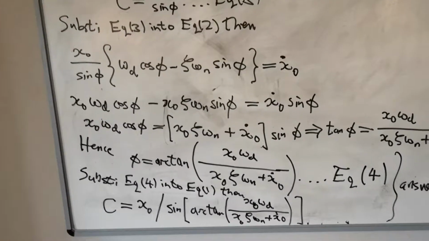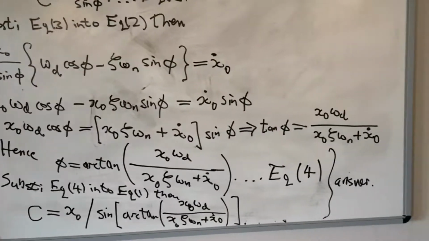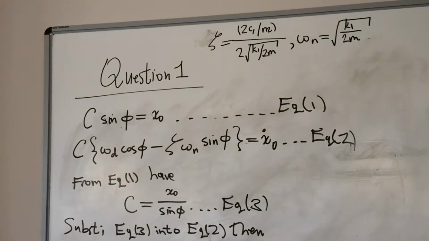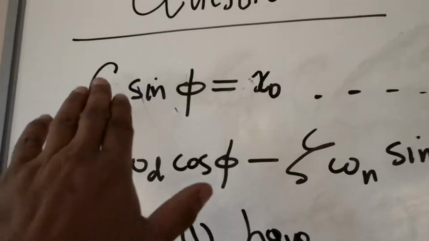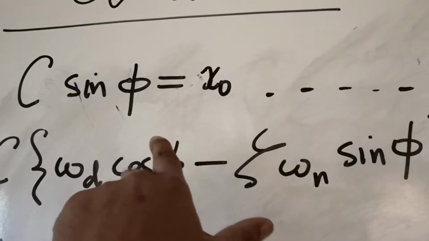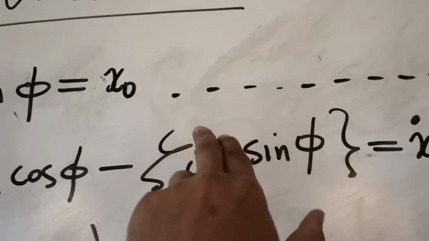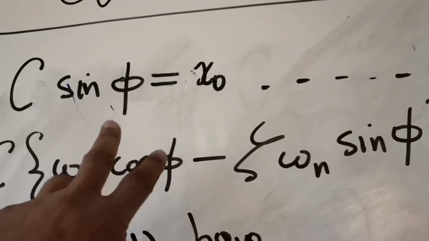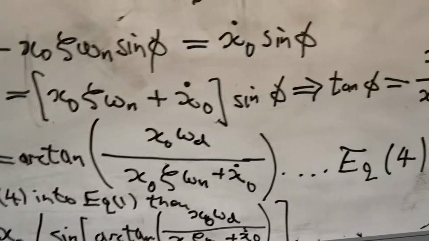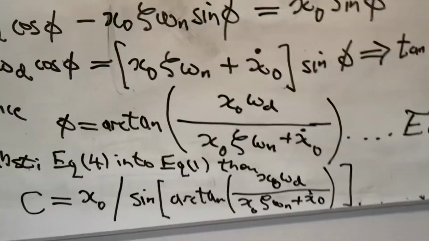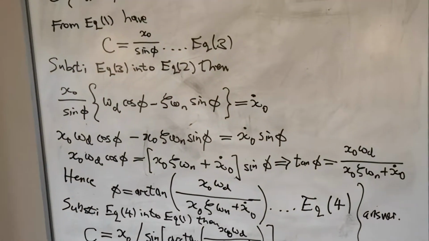You get an answer. Now, I've already solved for phi, call that equation 4. And in the previous equation, from your equation 1, I have c, I have sine of phi, whatever it is, I have x0. x0 is known, phi is known in terms of this complicated equation. Then just put it into the formula, and that is the end of your answer.